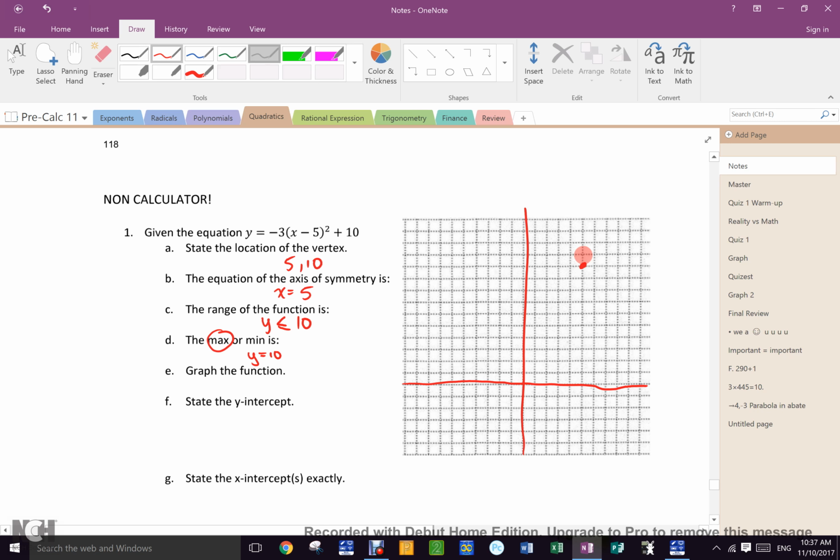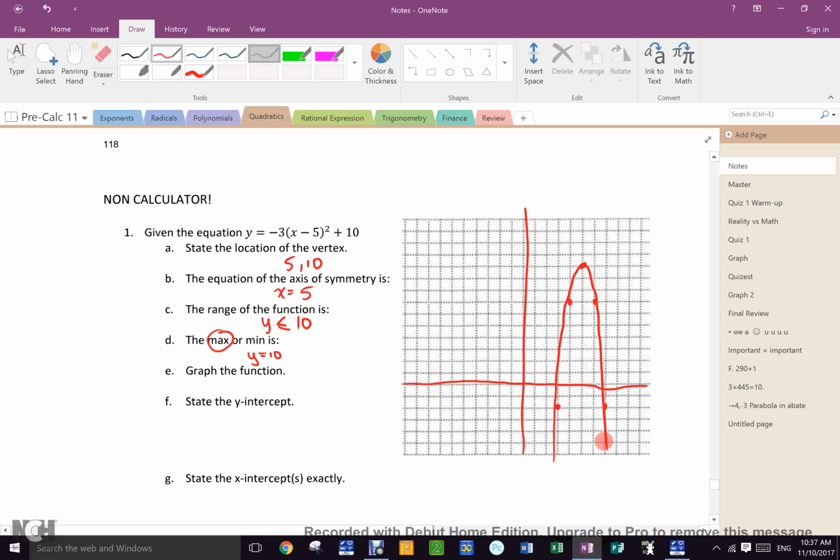And what was the stretch? -3. So when I go over 1, how far down do I have to go? 3. 1, 2, 3. And when I go over 2, how far down do I go? 12. So there's 10, 11, 12. 1, 2, 3, 4. So your graph has to be long and skinny.